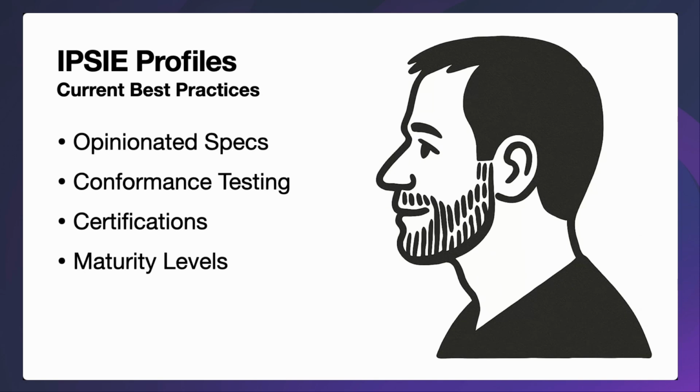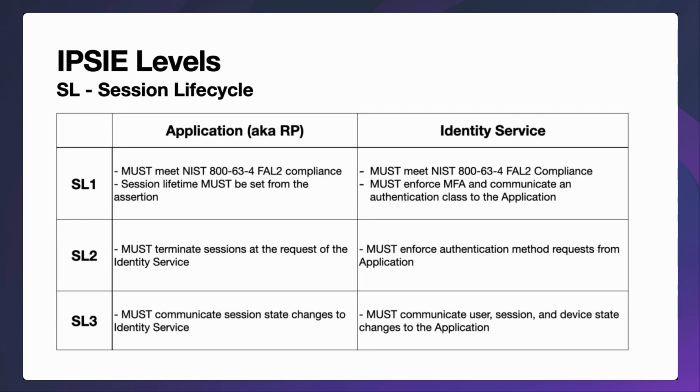So IPSIE has profiles. This is my best idea that I could come up with for a picture of a profile. And the profiles are current best practices around security and interop between the application and the enterprise. And so these are very opinionated specs that say, here's the different things you need to do. The profiles will have conformance testing, so you can test to see whether your application and the enterprise do the right things. And you can have certifications so that you can prove to other people that it does conform. And then there are different maturity levels depending on the requirements of the enterprise and the application.